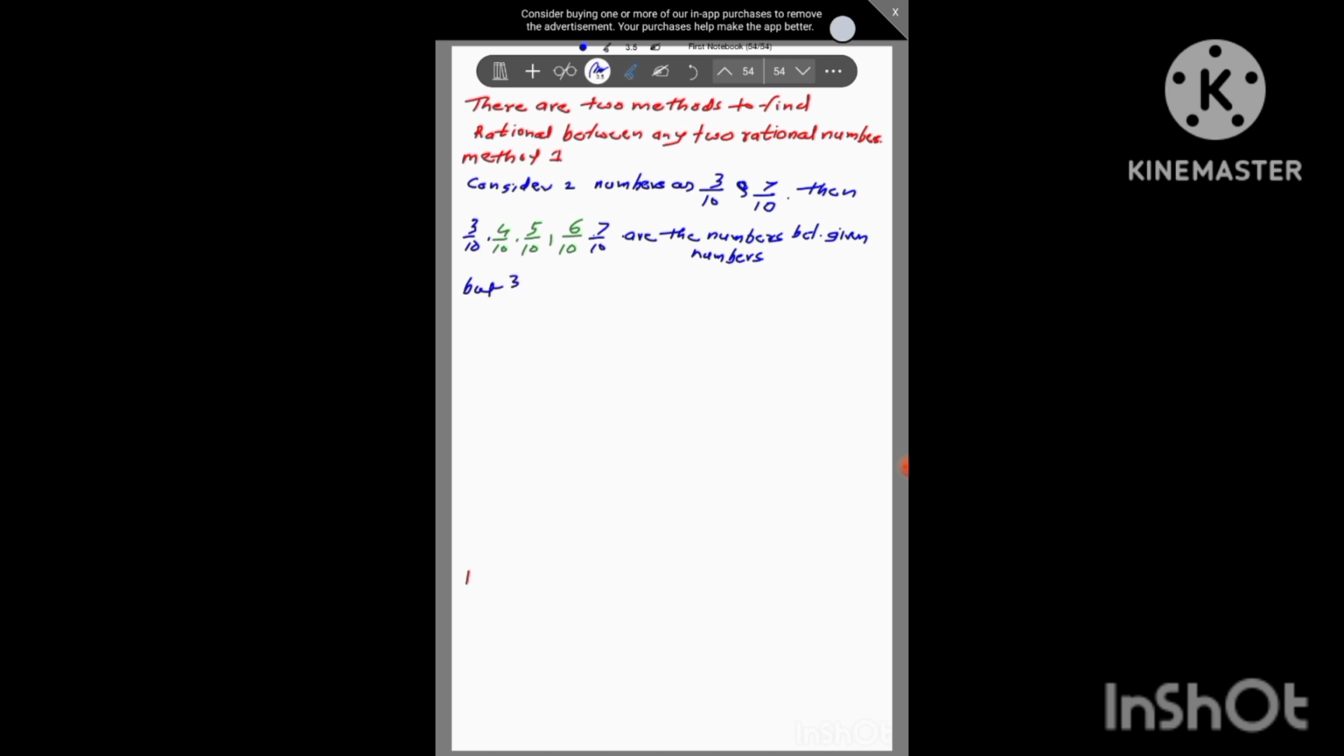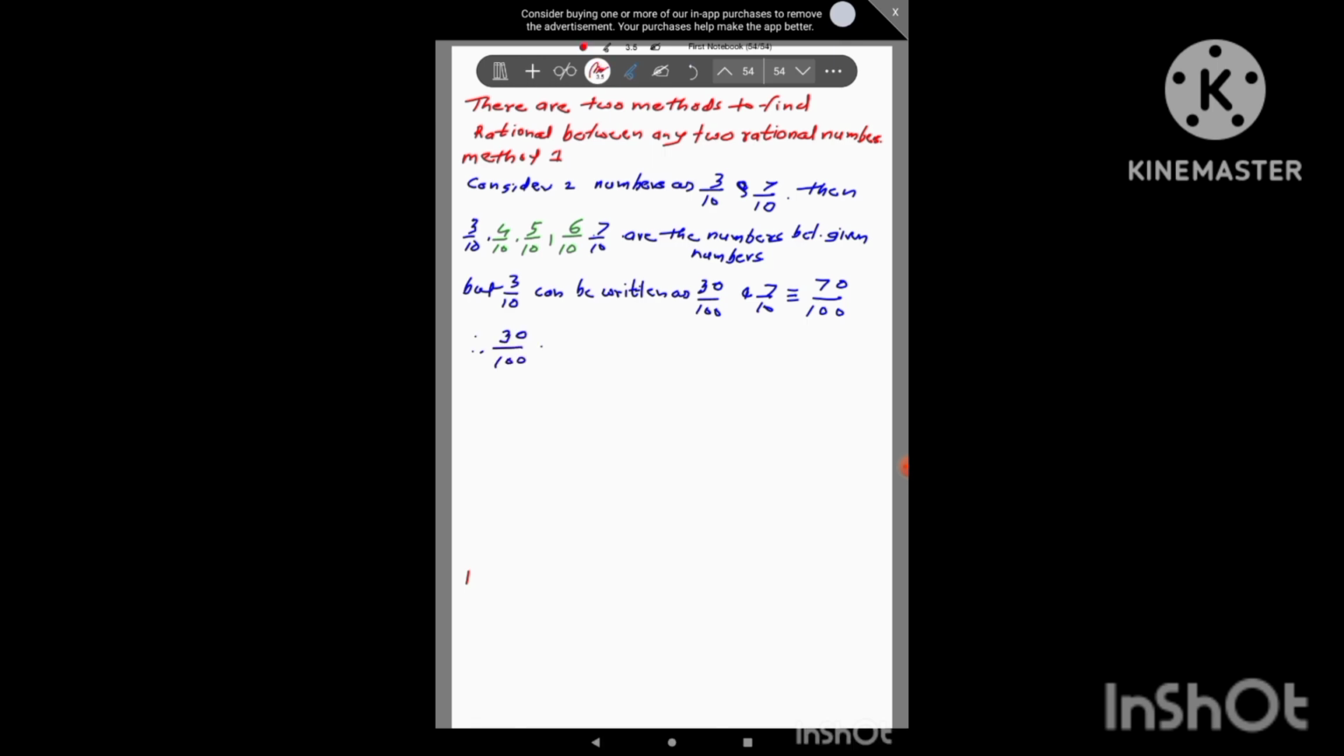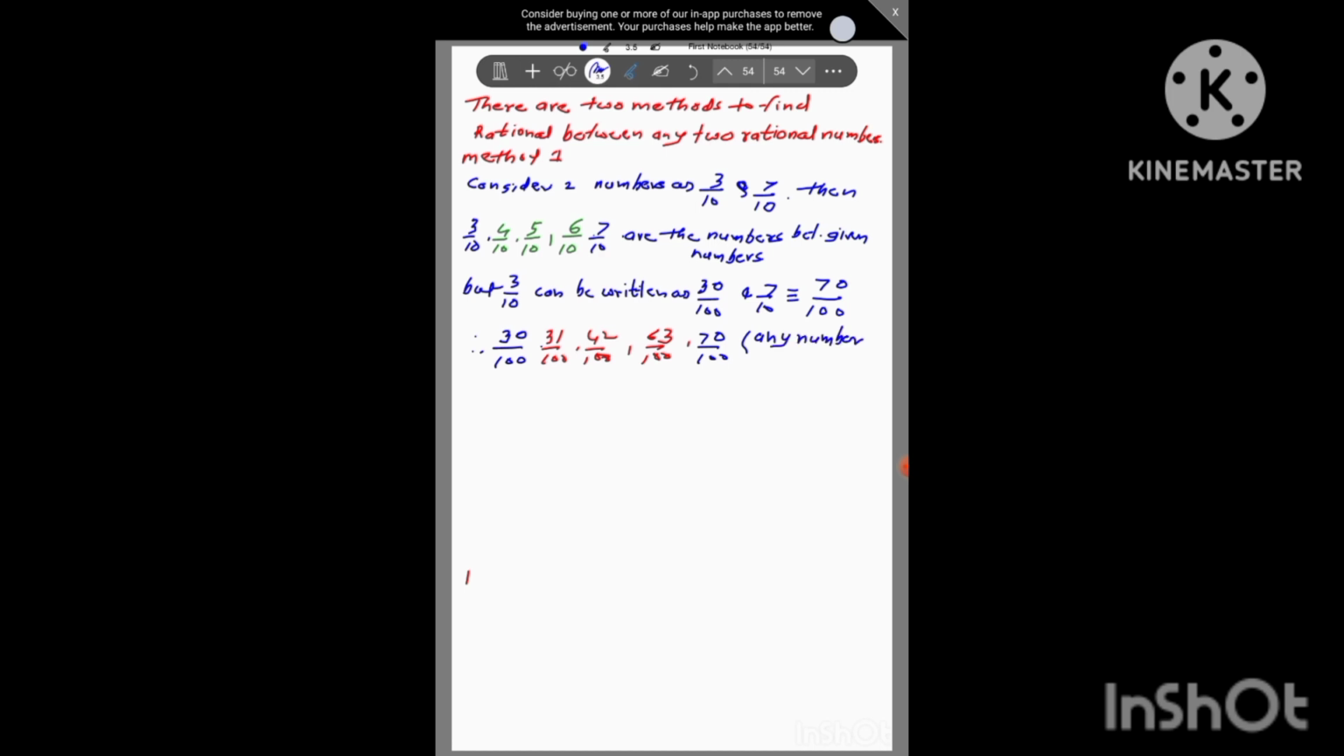But 3 upon 10, if you multiply numerator and denominator by 10, can be written as 30 upon 100. That is the same, we are not changing any value. And 7 upon 10 can be written as 70 upon 100. So any numbers between these two, that is 30 upon 100, then 31 upon 100, 32 upon 100, 42 upon 100, till 69 or 69 point something. These are all numbers in between. You can add many numbers if you want. Infinite numbers can be written.